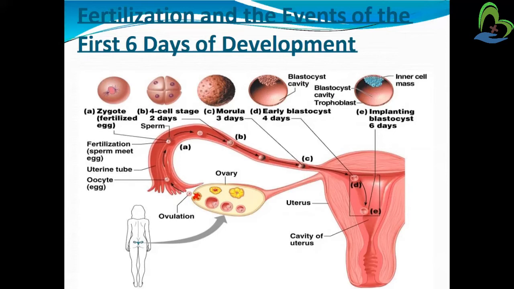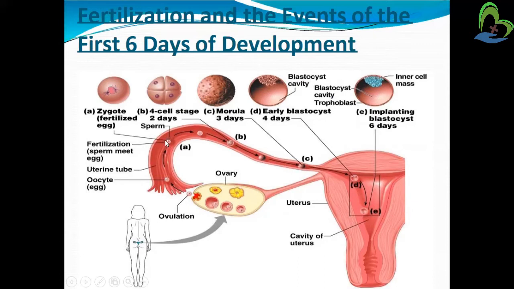Okay, so this is the structure of the uterus. In this figure it is also shown that this is the uterus and this is the cavity of the uterus, meaning the innermost layer. Ovulation takes place in the ovary. From ovulation, oocytes are released and go into the uterine tube, and fertilization takes place.